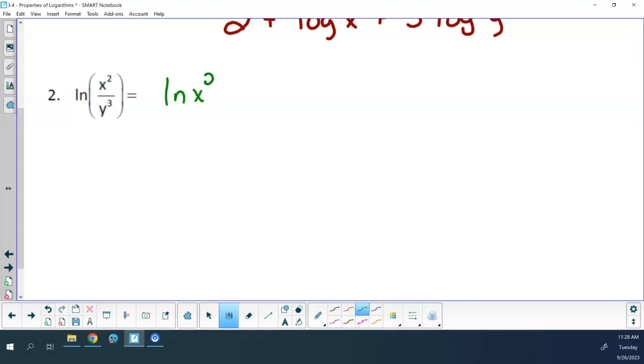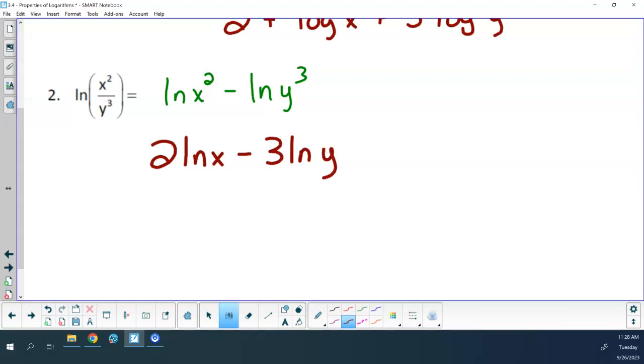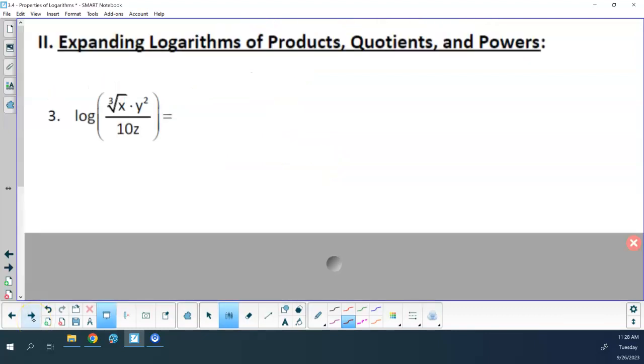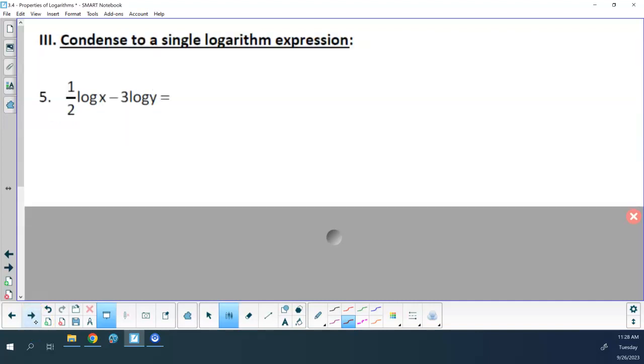Natural log of x squared minus the natural log of y cubed, right? But then that can be 2 natural logs of x minus 3 natural logs of y. Agree? Expanding, we did that already. We're good with 3 and 4. Okay, condensing. Now we're going to go the other way. Now we're going to do everything in reverse.